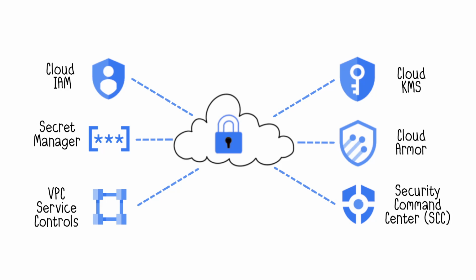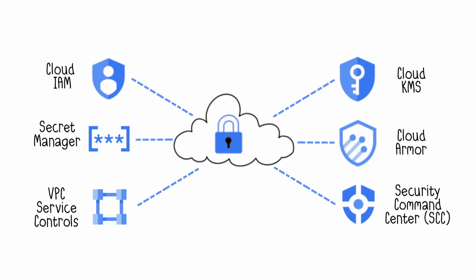VPC Service Controls establishes logical security perimeters around Google Cloud resources, where only explicitly authorized interactions are allowed. Its main goal is to minimize the risk of data exfiltration, including in case of compromised credentials or configuration errors. For example, if you have a BigQuery project containing sensitive data, a user with the necessary rights will not be able to access it from outside the VPC Service Controls perimeter unless specific authorization has been granted.